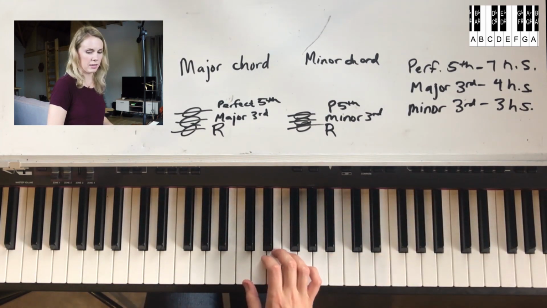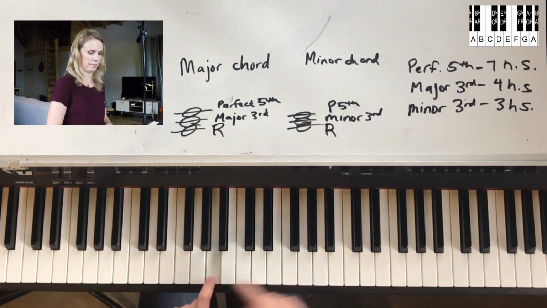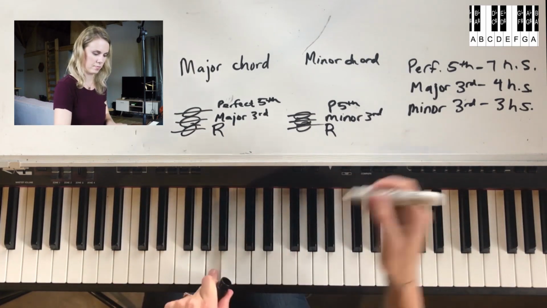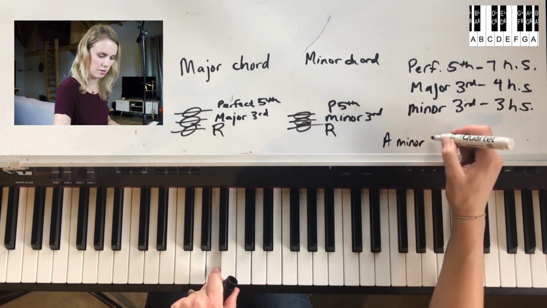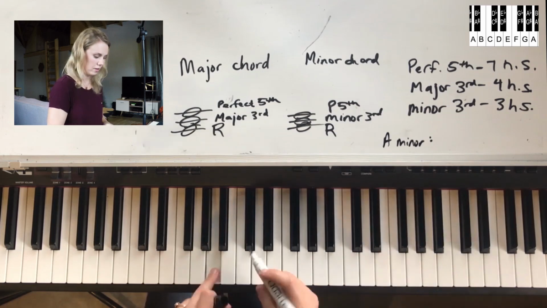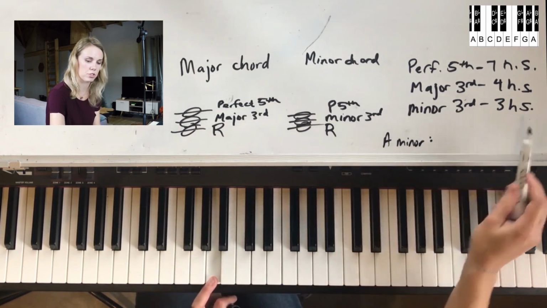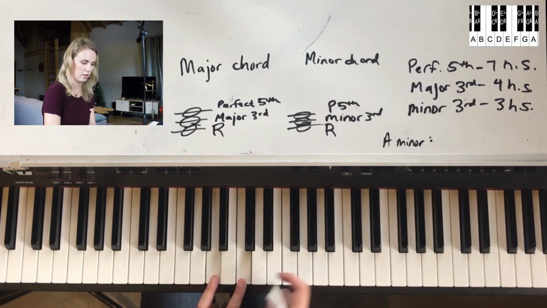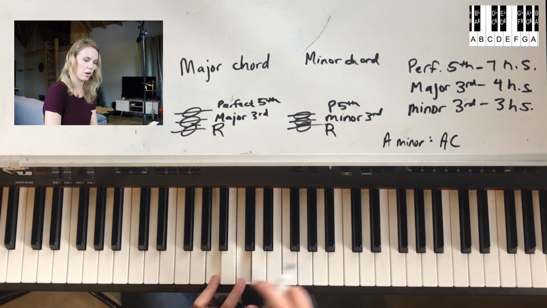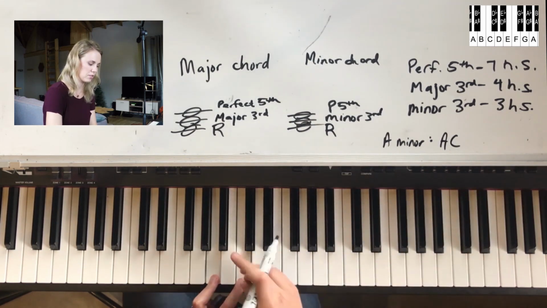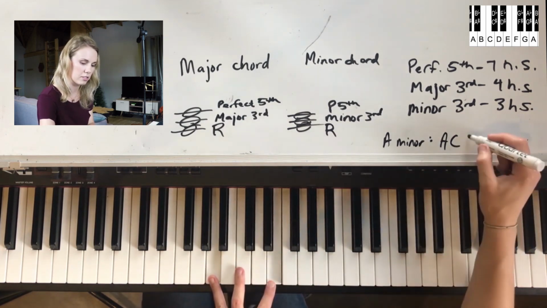So, if we're going to make a minor chord, I'm going to start with A. I'm going to say A minor. How do you make that chord? You start with A as the root, then you go, remember, a minor third, which is 3 half steps. 1, 2, 3. So our second note is C. Then you go a perfect fifth, which is 7 half steps from the root. 1, 2, 3, 4, 5, 6, 7. Our next note is E.